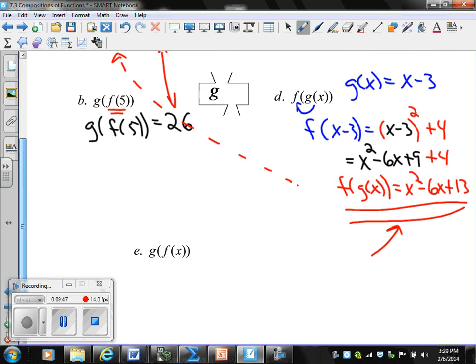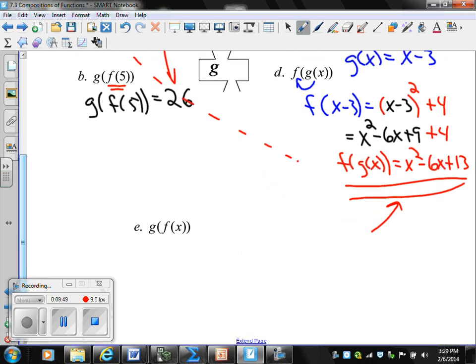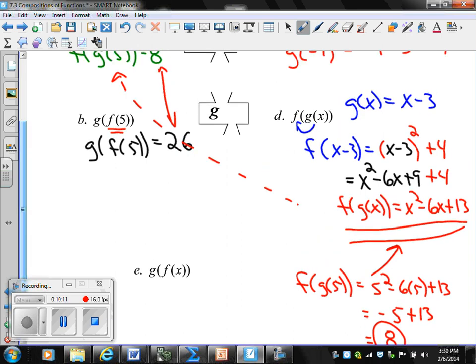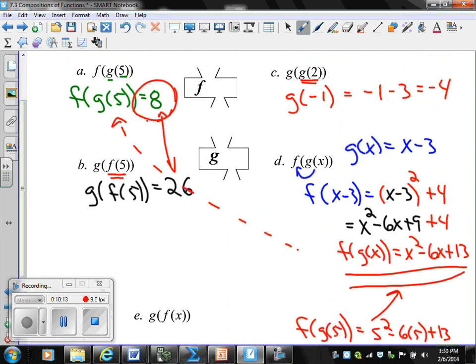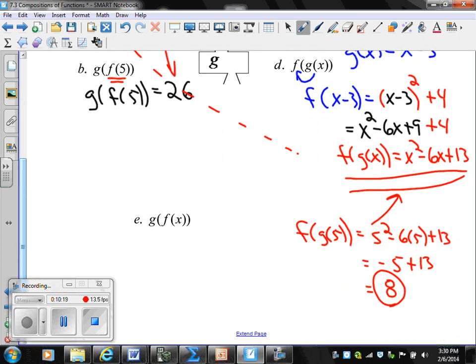So let's see if this works. F of G of 5 is going to be 5 squared minus 6 times 5 plus 13. So we get 25 minus 30 is negative 5, plus 13 is, whew, it worked out. I got 8, just like I got way back up here. I got 8 when I did the long way, right? I did it one piece at a time. But this gives me a shortcut, which really is the power of algebra, that we can combine functions together in this way rather than doing one function and then another function.